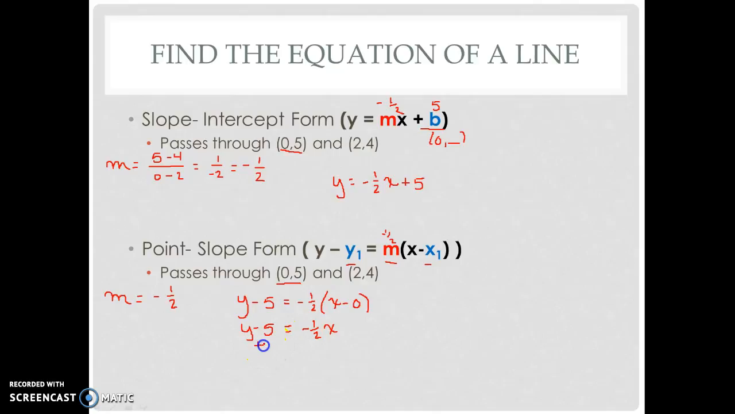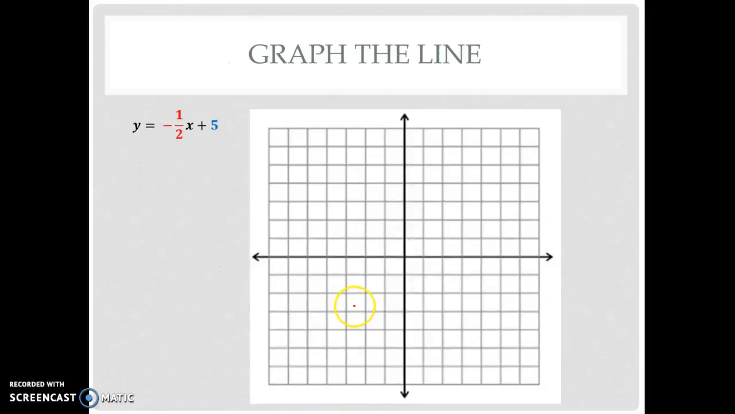Now, we do want to make this equation in the form y equals and the rest of it, so we are going to add 5 to both sides. And so what that results in is y is equal to negative 1/2 x plus 5. So no matter what approach we took, we did get the same result. We got the same equation, that y equals negative 1/2 x plus 5.